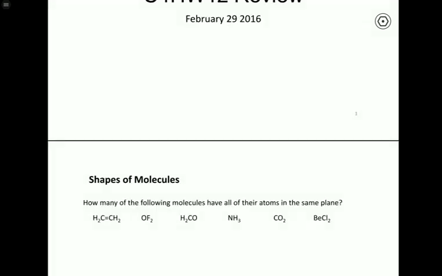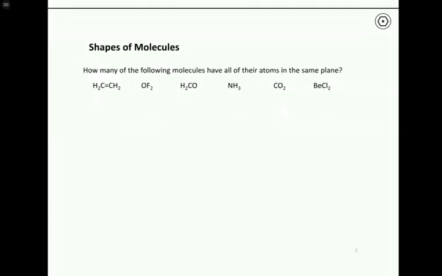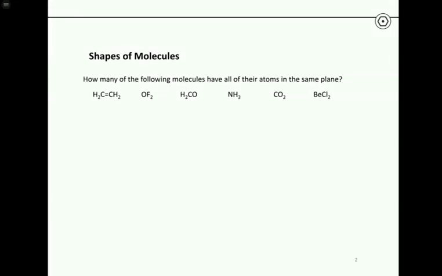Alright, so the first question that I want to go over is about the shapes of molecules, and specifically what this one is asking is how many of the following molecules have all of their atoms in the same plane. Now to do this we have to consider the shapes of all the atoms, but there is a shortcut we can take for a lot of the answer choices.